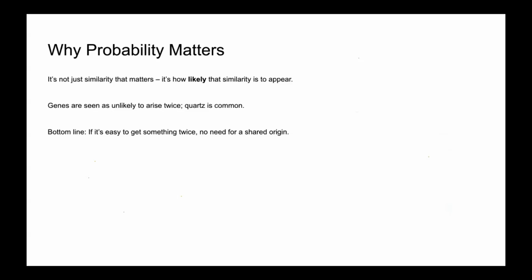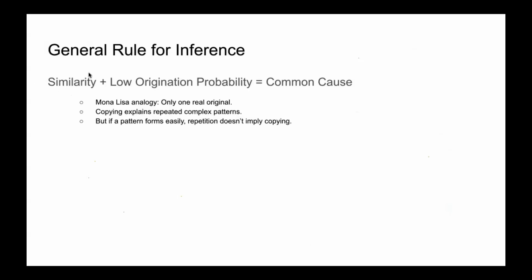Similarity plus low origination probability equals common cause, right? In order to have common cause, you must have similarity as well as a very low origination probability. To say that the more parsimonious explanation is common ancestry, again, you have to have those two assumptions. You have similarity and low origination probability, and therefore common cause is the most parsimonious explanation. That's what explains the inference to the best explanation, which is common cause, right?